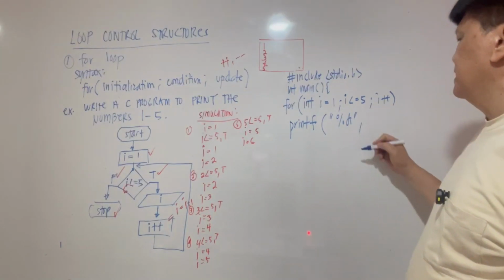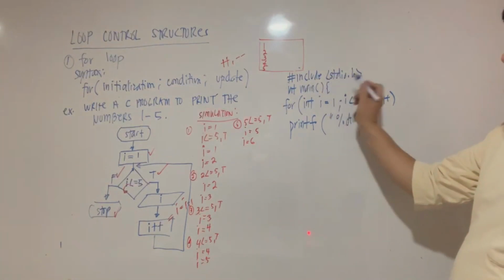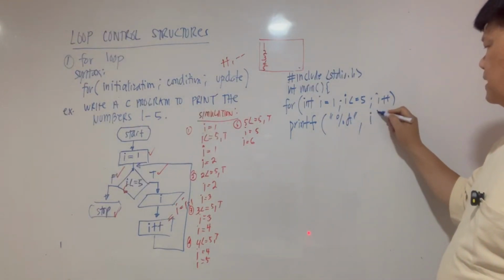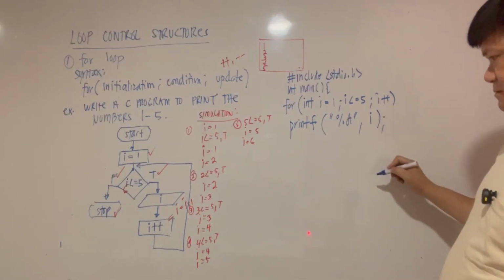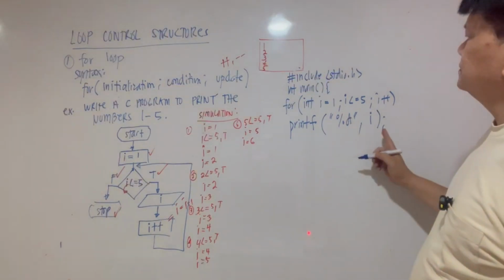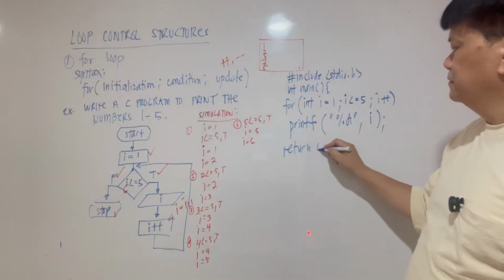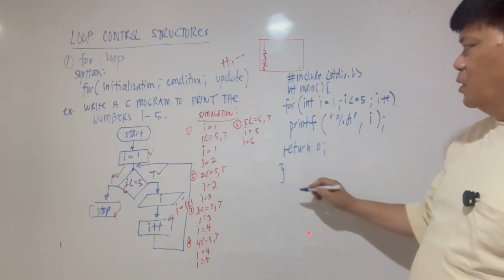Since that is integers, we can just have %d, then your value of I. That's it. And then we put here return 0. That's the end of the program.